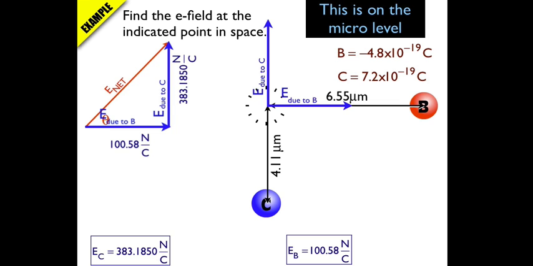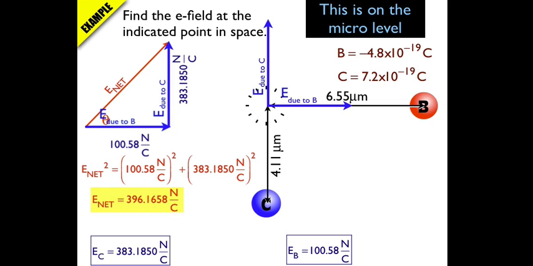Now I need to find the magnitude and direction of the E field. To find the magnitude, I'm going to use Pythagorean's theorem using my E fields. When I use Pythagorean's theorem, I get my net E field to be 396.1658 newtons per coulomb.